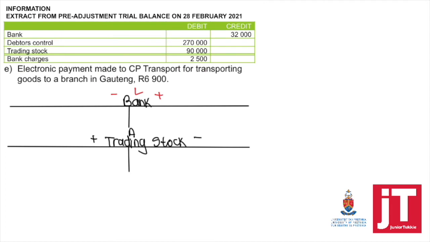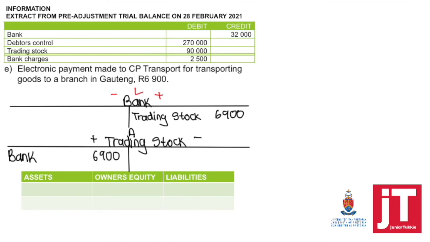To show adjustment E, electronic payment made to CP Transport for transporting goods to a branch in Gauteng, 6,900. Any cost should be added to the trading stock account. So if we paid for carriage on purchase, it's added to the trading stock. Bank is going to be credited, trading stock debited. Effect on the accounting equation, assets plus 6,900, liabilities plus 6,900.